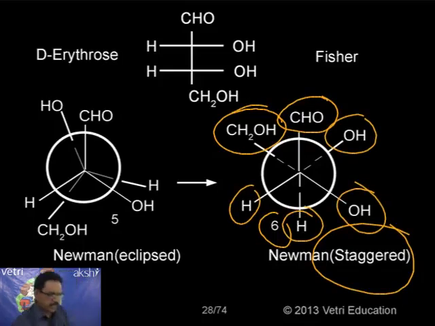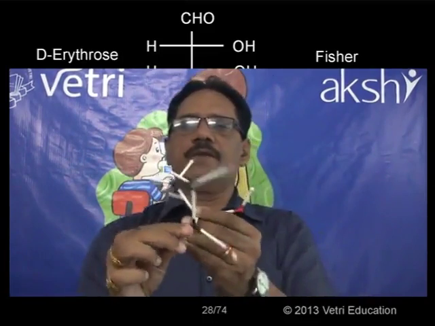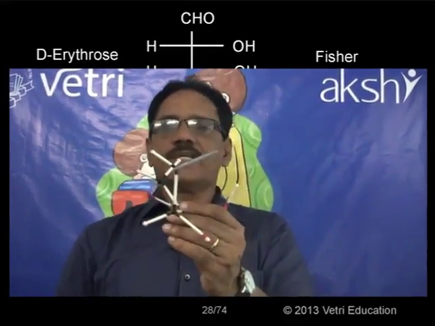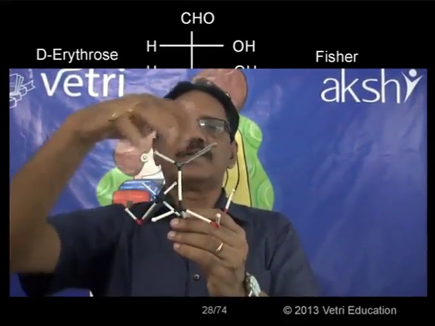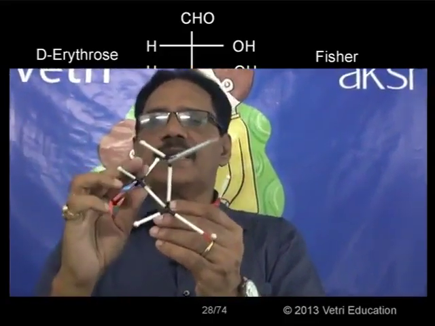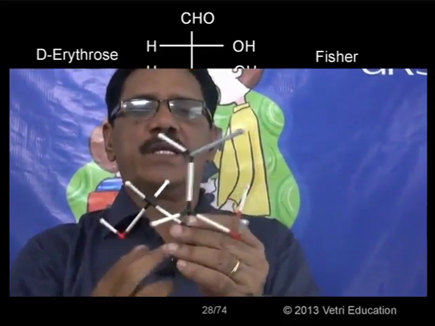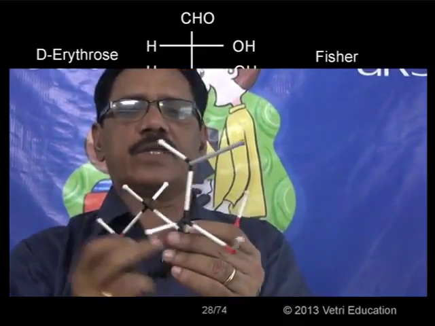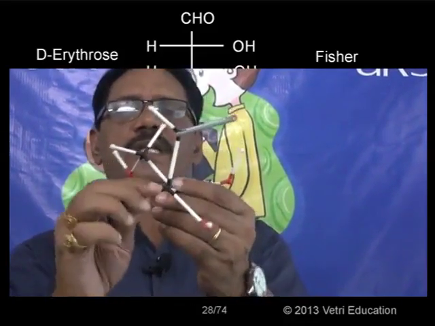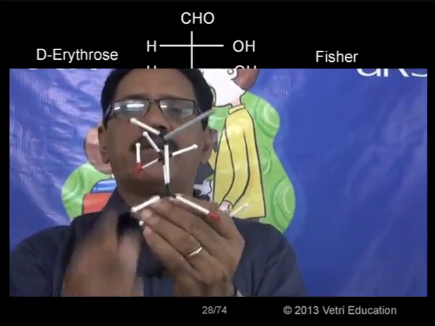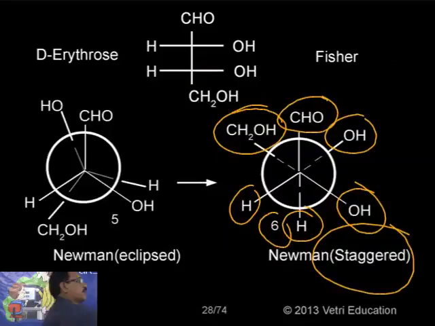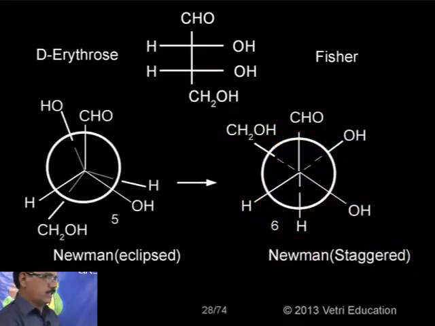This is another staggered conformation. I will show you now the staggered conformation. Kindly follow me. Now you see this is structure 6. CHO and this CH2OH, and in front of you on your right OH and your left H, carbon 1, that is 2, that is 3 here, CH2OH. This is again staggered. And finally, it will come back to the original. So there are 3 possible staggered conformations in this case.